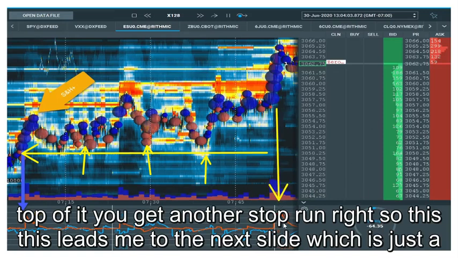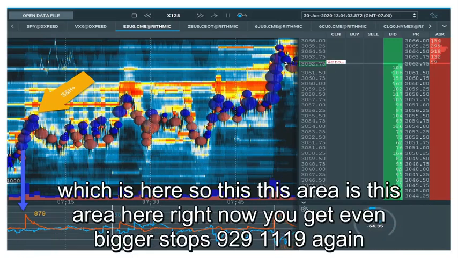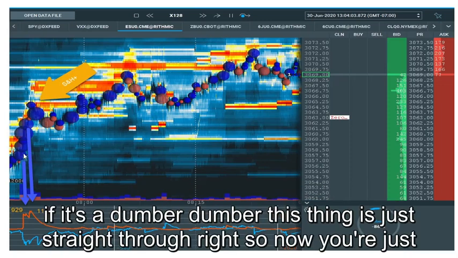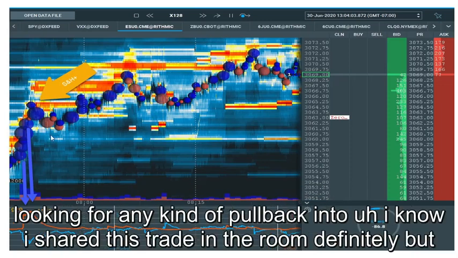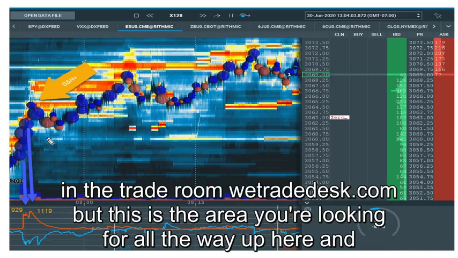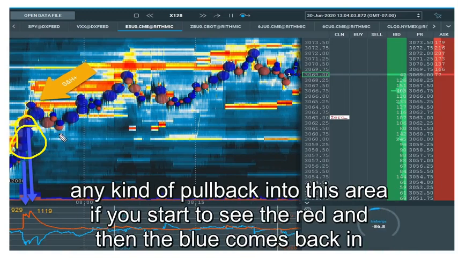So this leads me to the next slide, which is just a continuation of this, which is here. So this area is this area here, right? Now you get even bigger stops. 929, 1119. Again, never even questionable if it's a dumb or dumber. This thing's just straight through, right? So now you're just looking for any kind of pullback into this area. I know I shared this trade in the trade room, WeTradeDesk.com, but this is the area you're looking for all the way up here. If you start to see the red and then the blue comes back in, you're in, right?